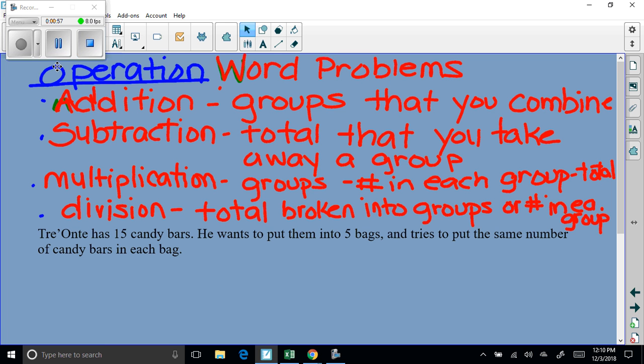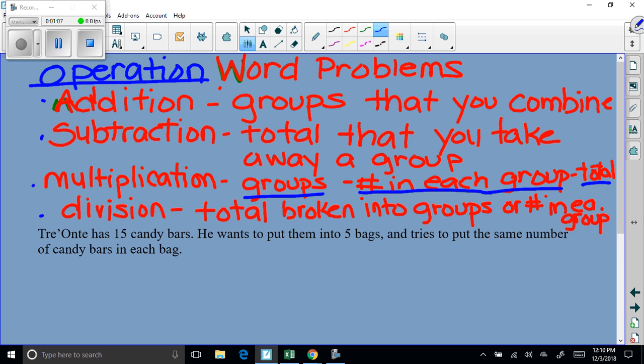In a multiplication operation, they usually have three parts: the groups, the number in each group, and then the total. Usually in this multiplication word problem, they will tell you the groups, what's in each group, and then they ask you for the total. So that's usually the question. In a division problem, they give you the total, and then they break that total down into groups, and either they ask you for the number in groups, or they have a total, they break down into the number in each group, and then they ask you for how many groups.